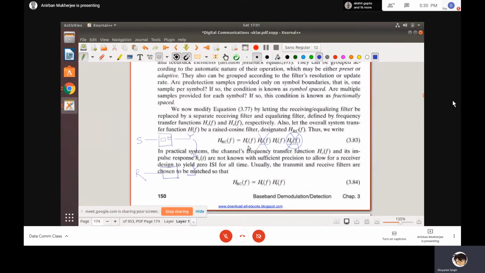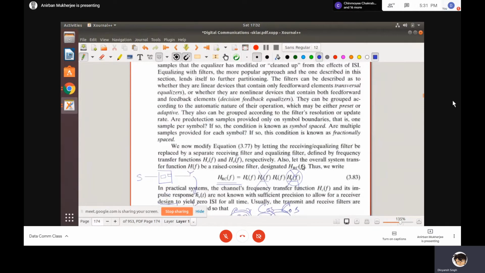two terms are gone, and rather HT and HR, I am just assuming this is my raised cosine characteristic. That means RC equals HT times HR. If this is raised cosine, then this will be root raised cosine and this will be root raised cosine. Because this is a cos square filter, this is cos and this is cos. Sometimes you say the square root of the raised cosine filter.